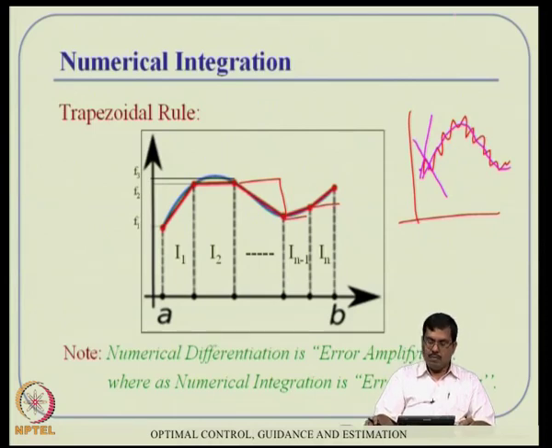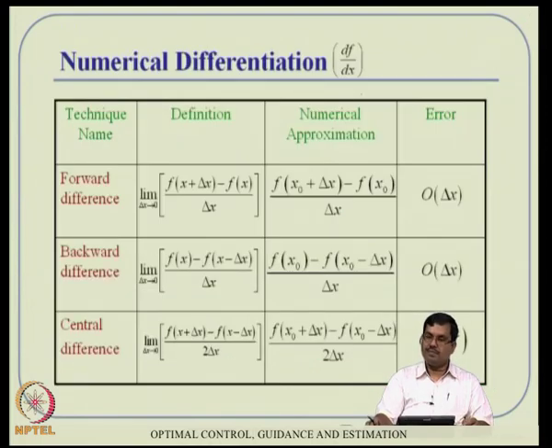So, if you generate a raw data set using your experiment, to do either differentiation or integration, do not do numerical differentiation. You can probably fit a polynomial and then take the derivative of that polynomial. That is the recommendation instead of directly taking numerical derivatives like this.